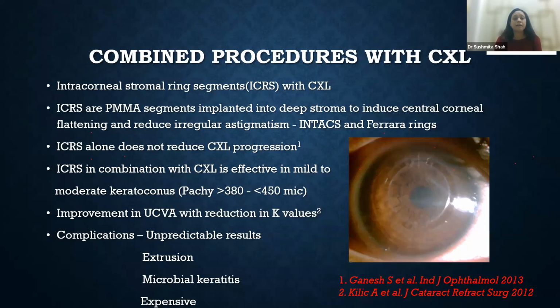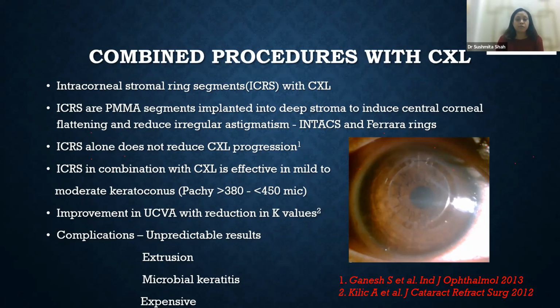However, the two biggest drawbacks of the ICRS are that results could be unpredictable, and also it is extremely expensive. It is preferable to use a femto laser-based platform rather than manual implantation, which increases the risk of ICRS implantation manyfold. So overall, it makes the procedure extremely expensive. Other complications include extrusion and microbial keratitis.